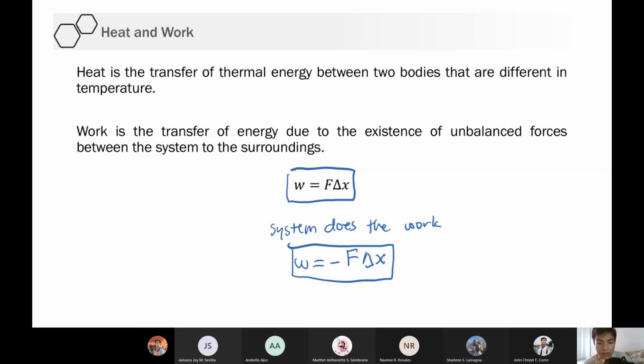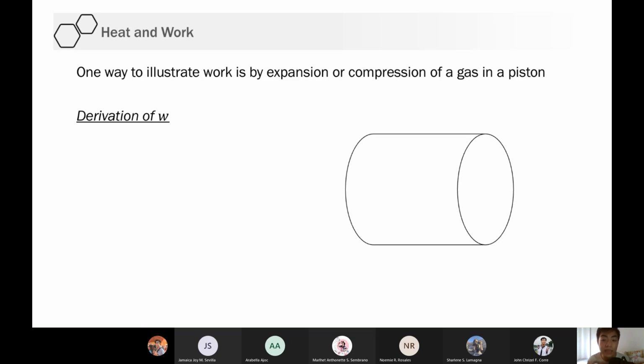Okay? So, yan yung reason bakit we have to assign this. System does the work. Kasi nga, siya yung measurable. Yung surroundings, hindi. Kasama kasi doon lahat ng bagay na nasa labas ng container. Maski ako, kasama doon.